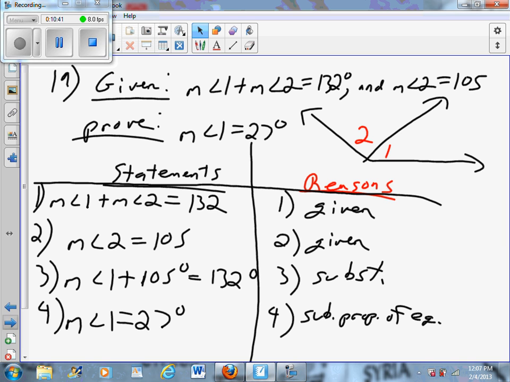You should look at this and at least intuitively be able to tell that I can't ascertain what the measure of angle 1 is just from the first statement. Just stating that angle 1 plus angle 2 is 132 degrees doesn't tell me the measure of each individual angle. But I am given some more information: angle 2 is 105 degrees. So I can see that angle 1 must be 27 degrees, but I want to state this methodically, systematically, with statements and reasoning.